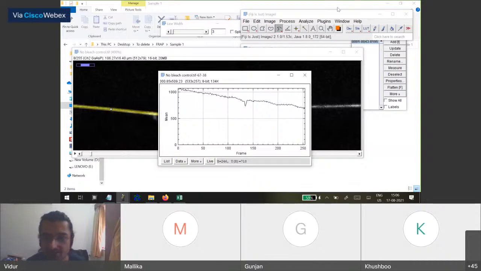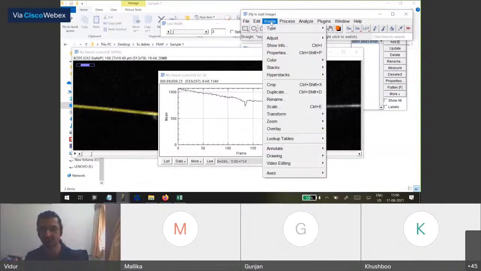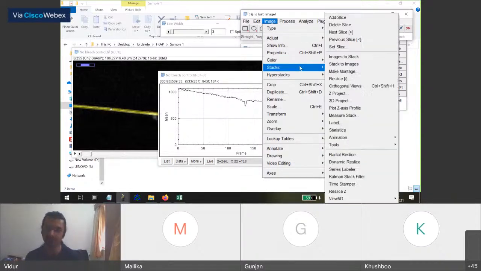Yes, there are two questions in the chat. I'll just address them. Can you please repeat after clicking on the image option? Okay. So you have to press image, then you have to press tags, and after tags you press plot z-axis profile. This is the 3-step thing.